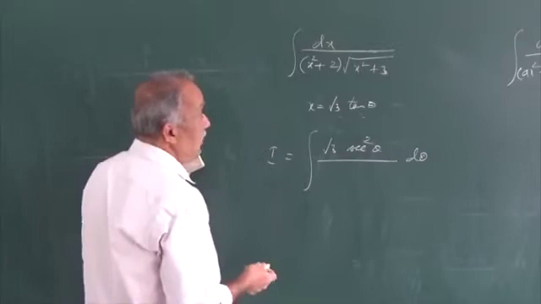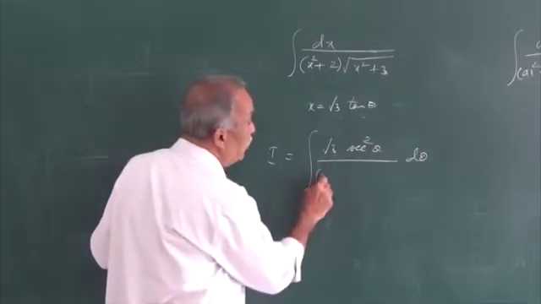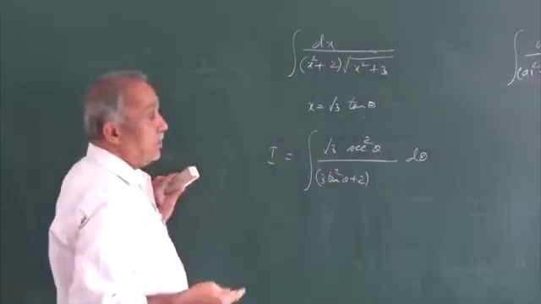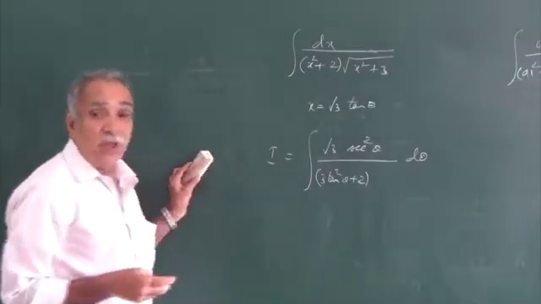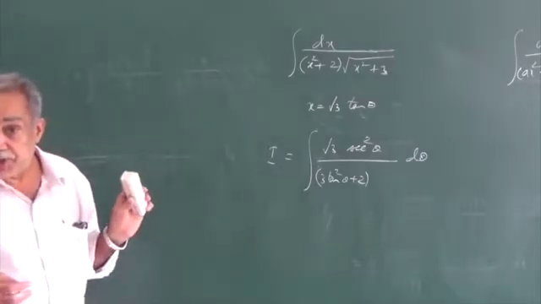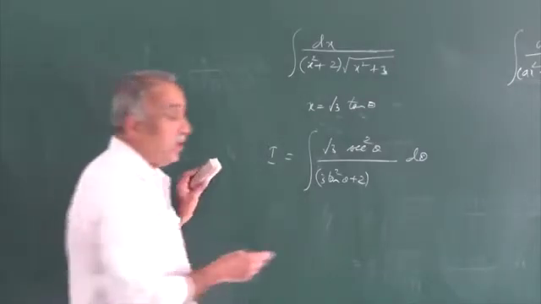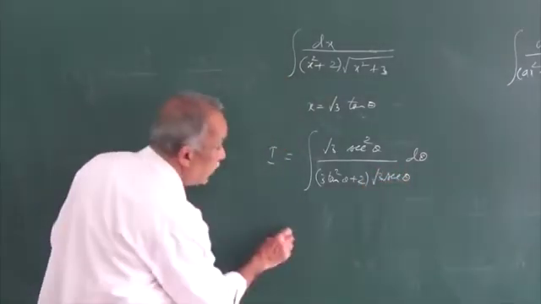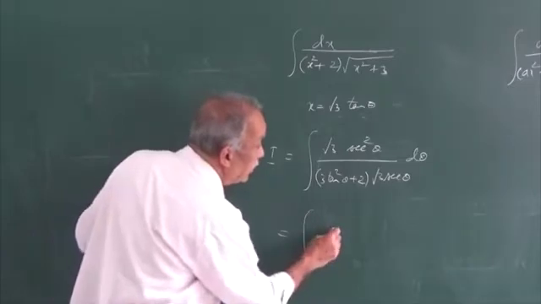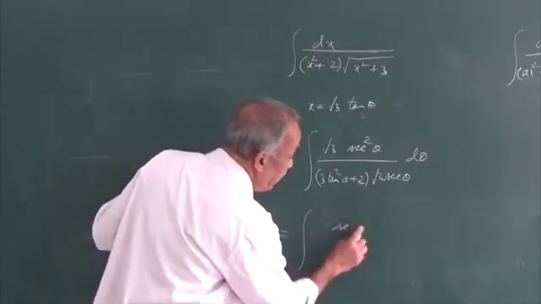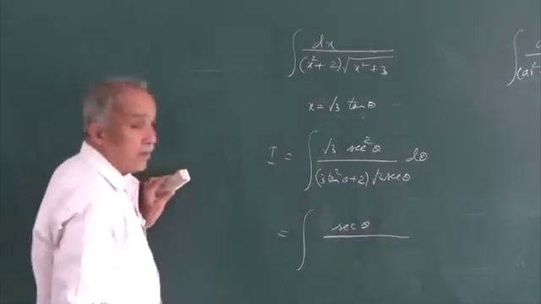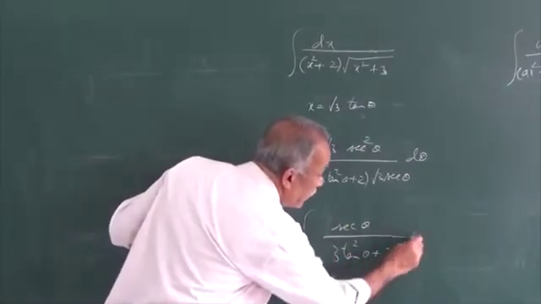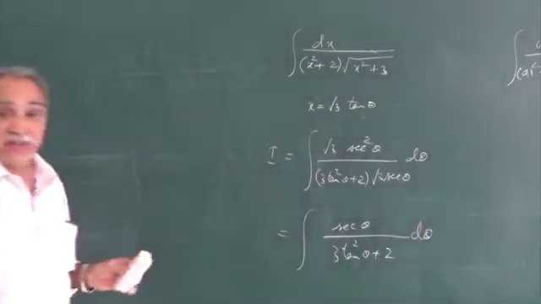X square plus 2 will be 3 tan square theta plus 2. And root of x square plus 3 will be root of 3 tan square theta plus 3, root of 3 secant square theta, equal to root 3 secant theta. On simplification, secant theta divided by 3 tan square theta plus 2. How can we get this integrated?